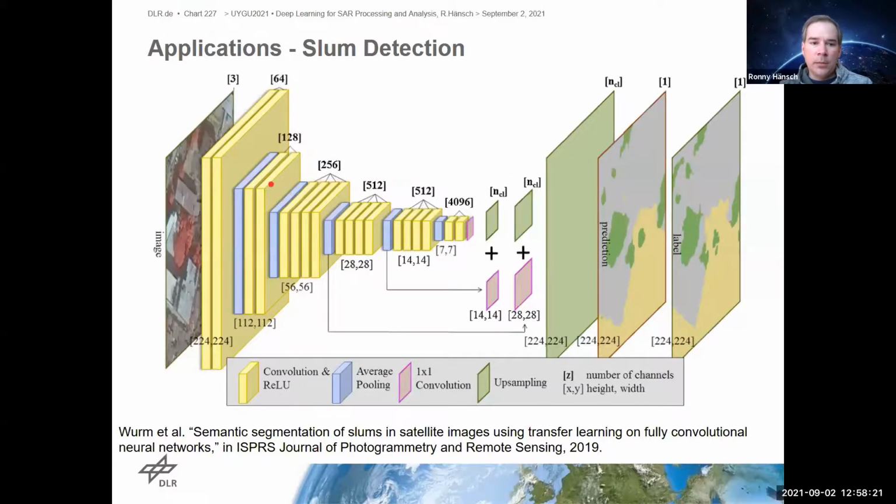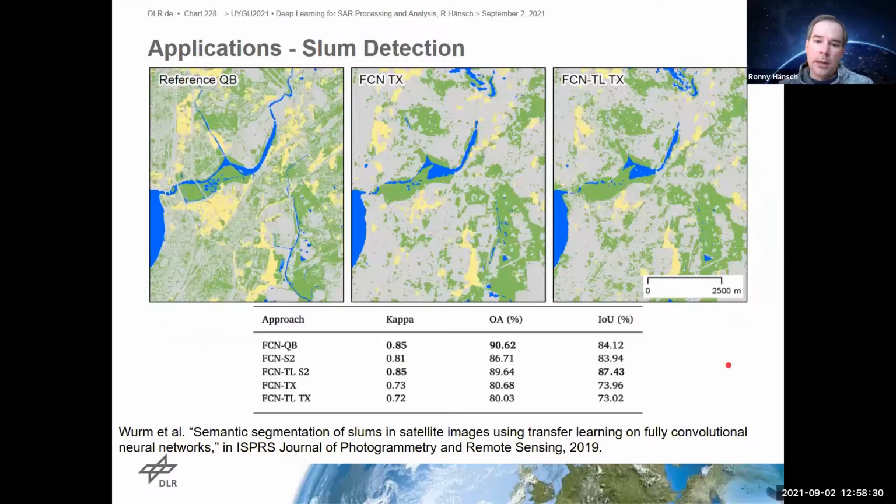Standard ConvNet, again, you put in your image, a couple of convolutional and pooling layers, then a couple of upsampling layers in order to predict your final label. And again, it worked rather well. Although it was trained on QuickBird imagery, they were able to transfer that successfully to TerraSAR-X, at least to some extent. Transferring it to other optical images worked better, right?